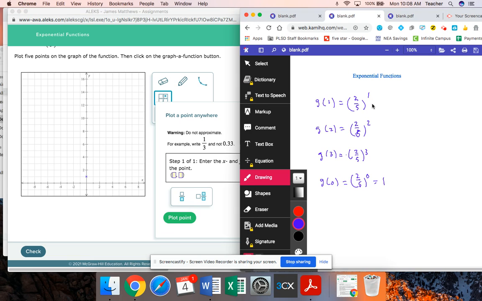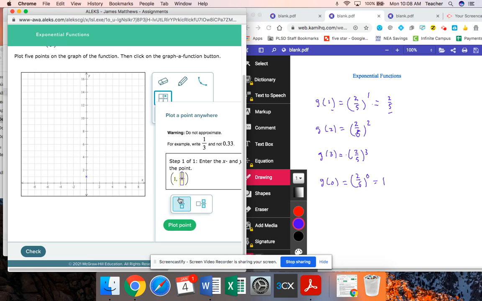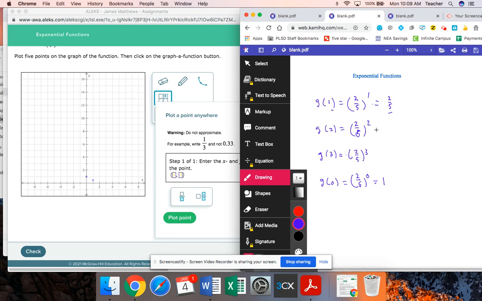Let me go up here and do this one. So here, when I do this math, it is 2/5 to the first power, or just 2/5. So my point will be (1, 2/5). Plot that point. Right, you with me? Right there. Now let's do 2. Let's go back over here. And this is going to be 2 to the second power over 5 to the second power, which is 4/25. So that's going to be a point.